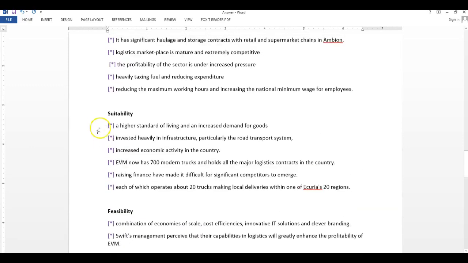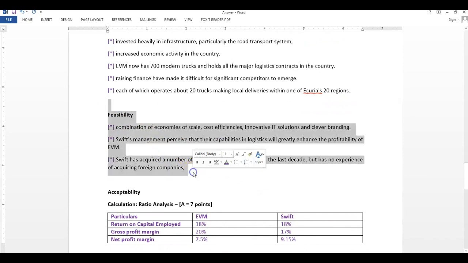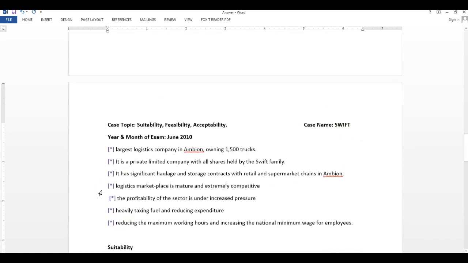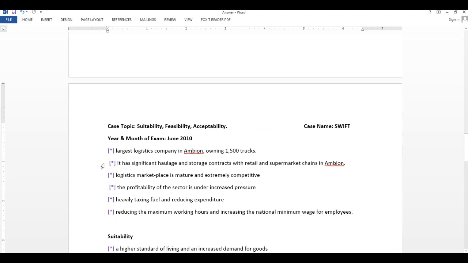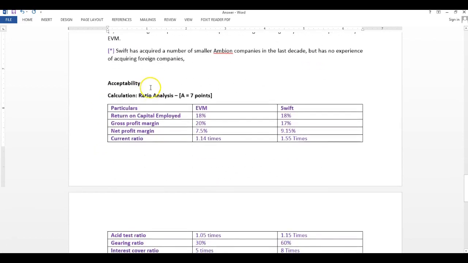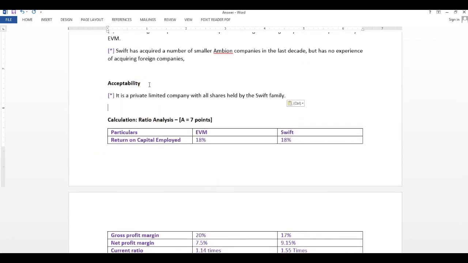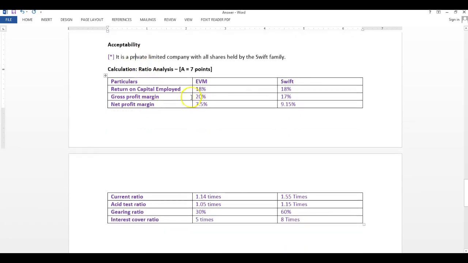So we have found out the suitability, and we have found out the feasibility. We are now going to discuss acceptability. In terms of acceptability, we are going to discuss the shareholders. So who are the shareholders in our company? This Swift company is a private company, so you can use that topic here. In terms of acceptability, only our company family has to accept it. Whether they will accept it, the answer is here.